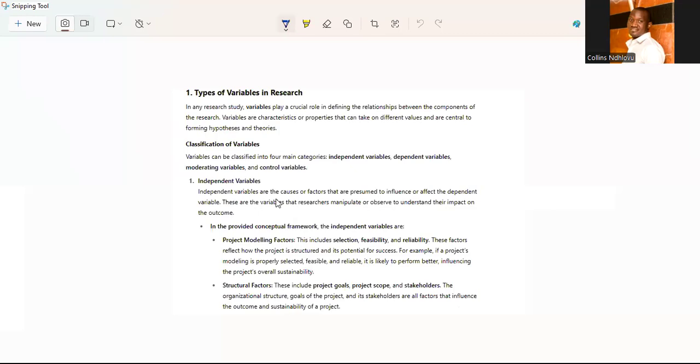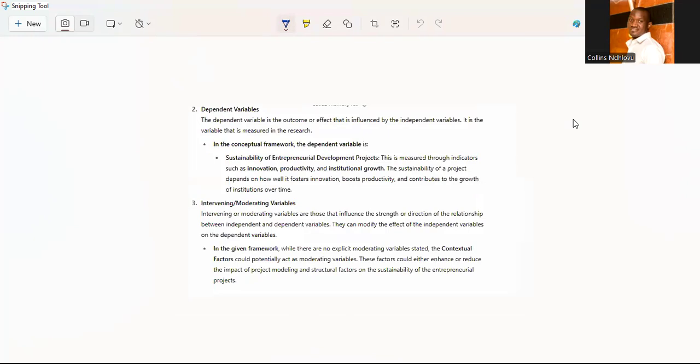So independent variables are the causes or factors that are assumed to influence the dependent variable. So in a conceptual framework, we can identify what our independent variables are. But these are factors that in our context will reflect how the project is structured. We also have what are called dependent variables and intervening variables. What are dependent variables? Dependent variables are the outcome. So these are the outcome that are influenced by the independent variables. So these are what we want to measure. And we also have intervening variables. These are variables that influence the strength or the direction of the relationship.